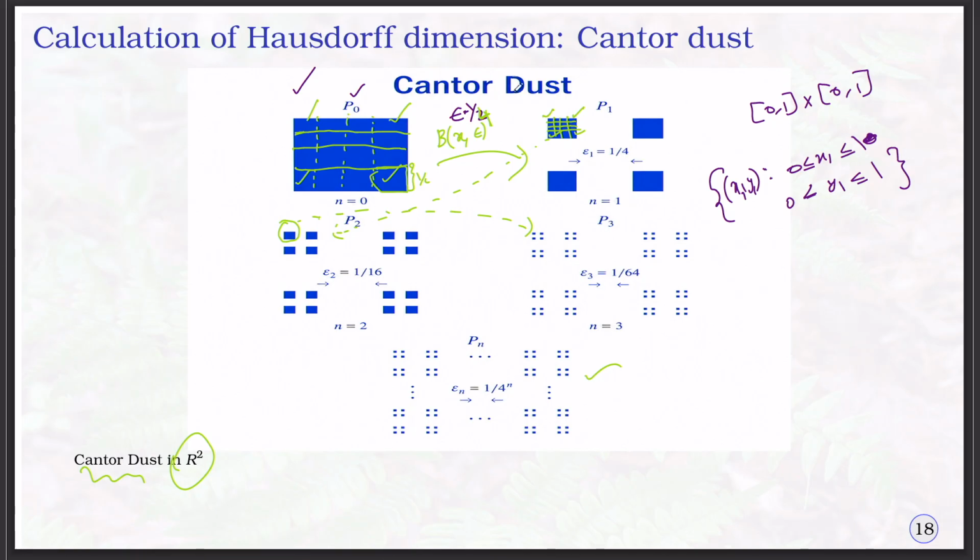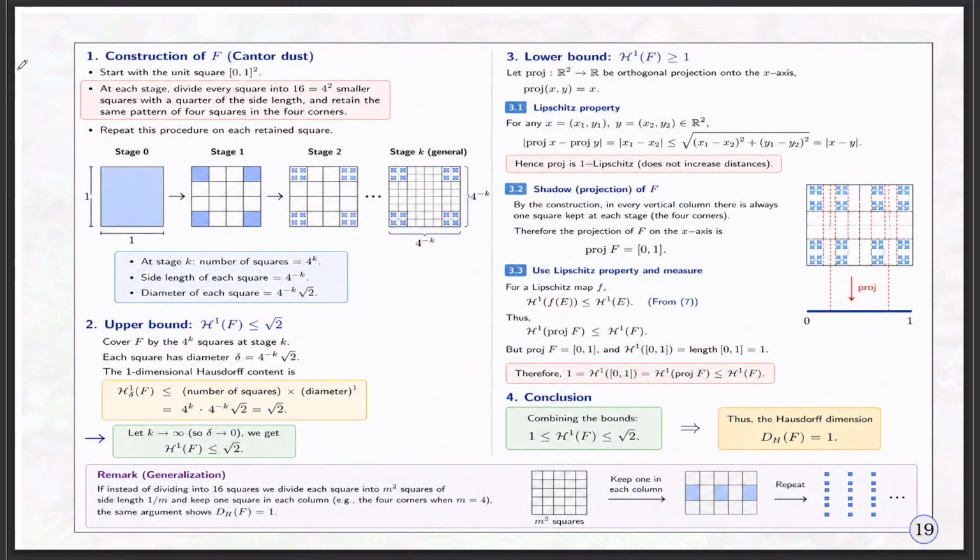Now, let us calculate the Hausdorff dimension of this Cantor dust in R^2. We start with the unit square [0,1] cross [0,1], that means [0,1]^2. At each stage divide every square into 16 smaller squares with a quarter of the side length, 1 by 4, retain the same pattern of 4 squares in the 4 corners and remove the remaining ones. First step, second step, up to the nth step we get like this, and it goes on.